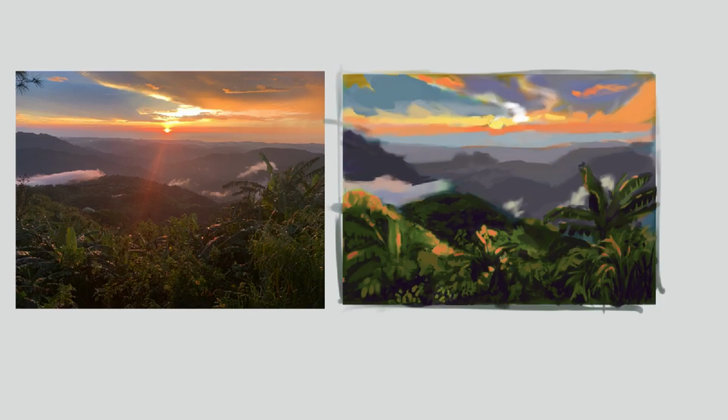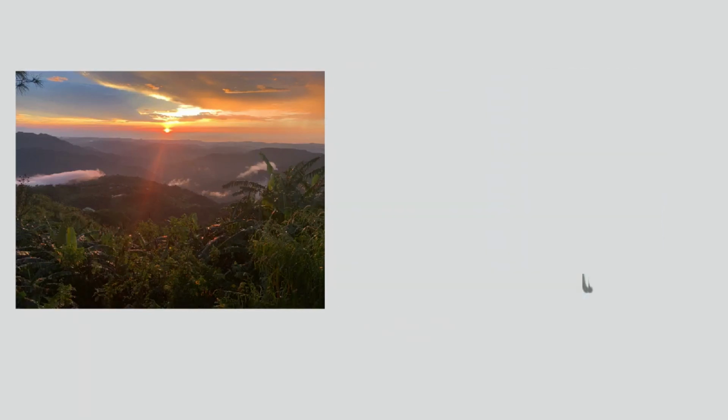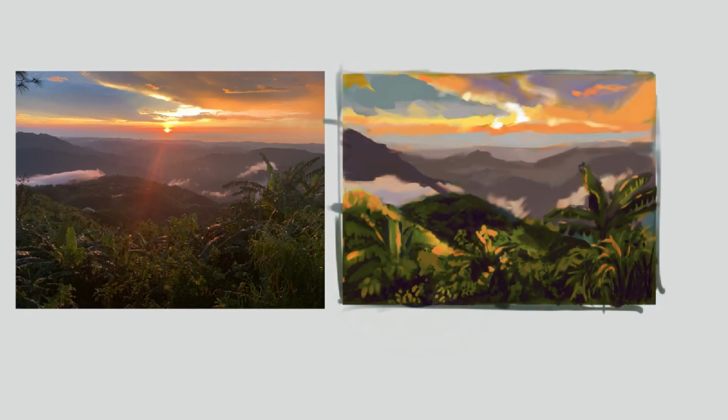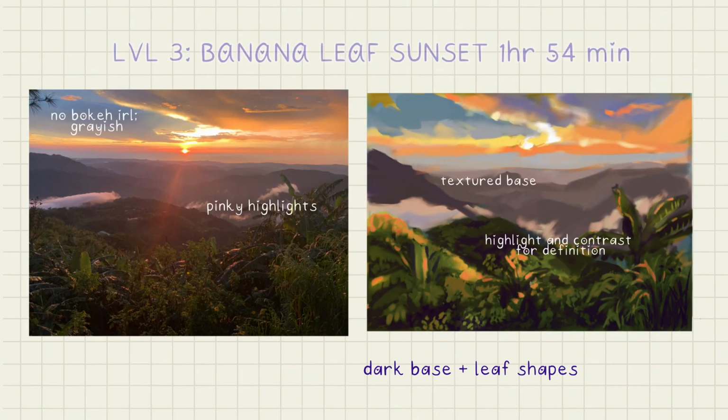What I did notice though is how strong the sunset is in making everything warm toned, because even the normally blue mountains turned more purple, and the highlights of green leaves would be a pinky salmon. Overall, it was a good lesson in color and lighting harmony. Thank you, Banana Leaf Sunset.